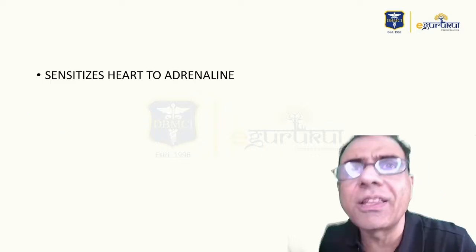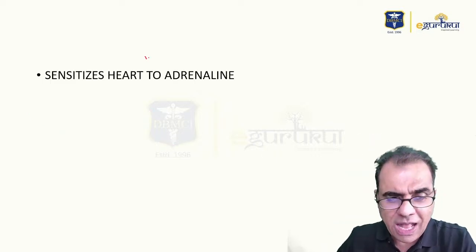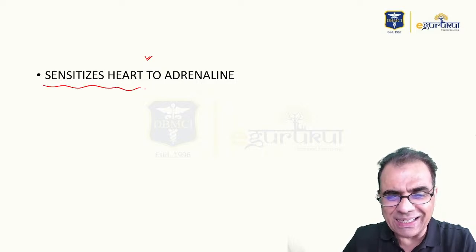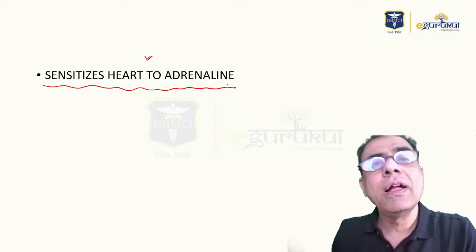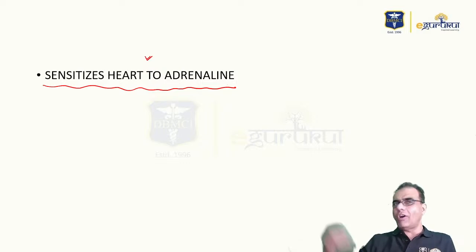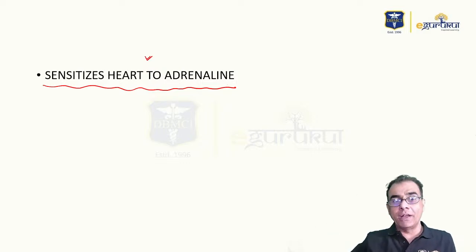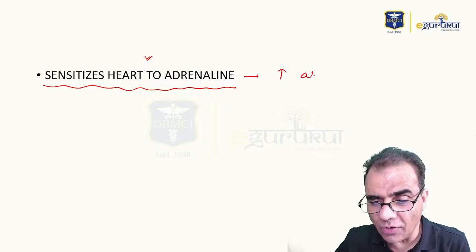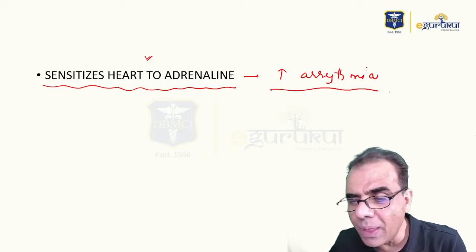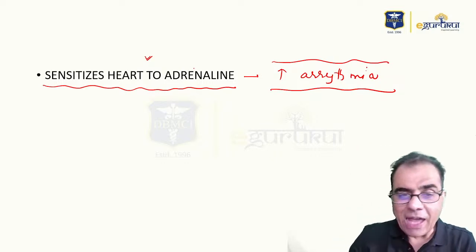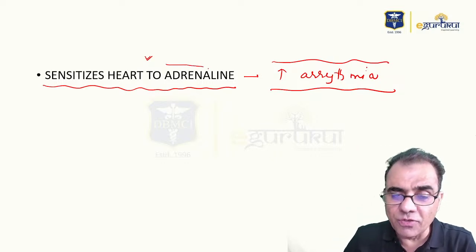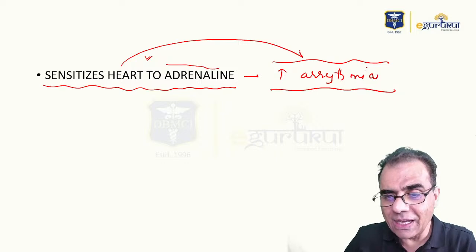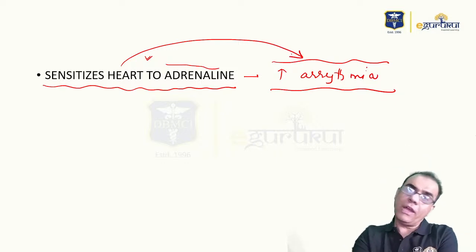Then another important thing about halothane that you have to remember is that halothane sensitizes the heart to adrenaline, whether produced in the body or delivered from outside. It sensitizes the myocardium to catecholamines, and that can increase the risk of arrhythmias. So if there is increased adrenaline in the body, halothane in the presence of that adrenaline can significantly increase the risk of arrhythmias.